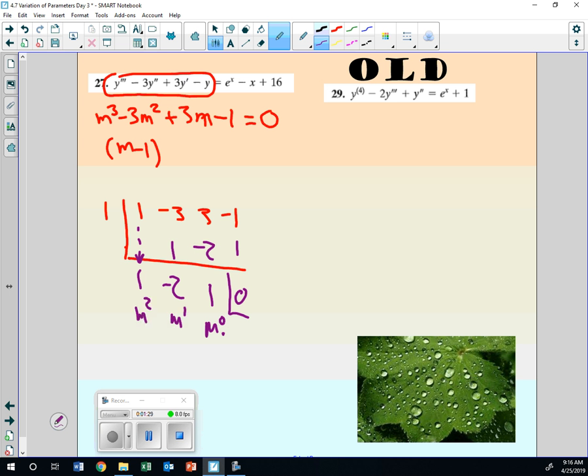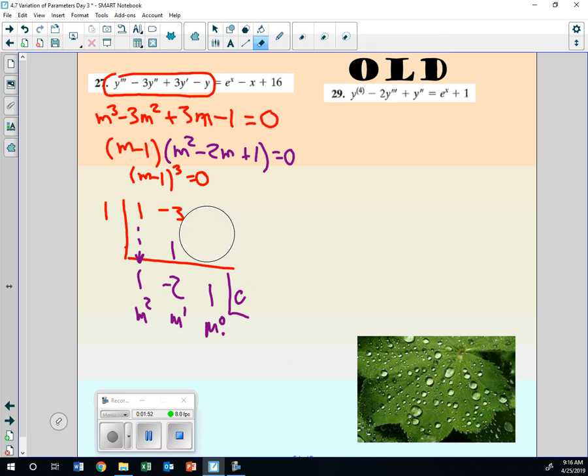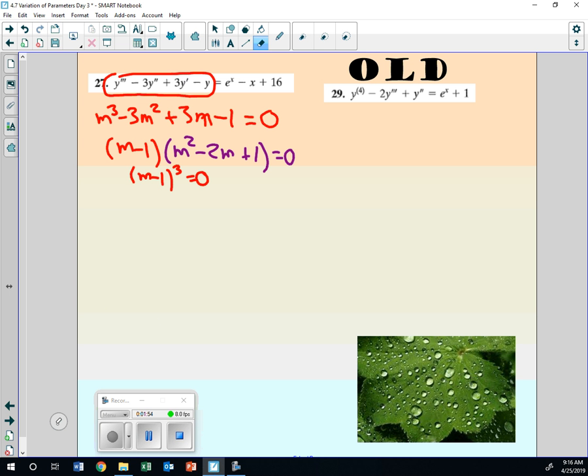That means it factors out. Okay, so now your answer is m minus 1 times m squared minus 2m plus 1 equals 0. And that factors into, of course, m minus 1 times m minus 1, which will be m minus 1 to the third. Everything good so far? Remember that? This is the same as d minus 1 cubed for our annihilator. Okay? So now we go to this part.